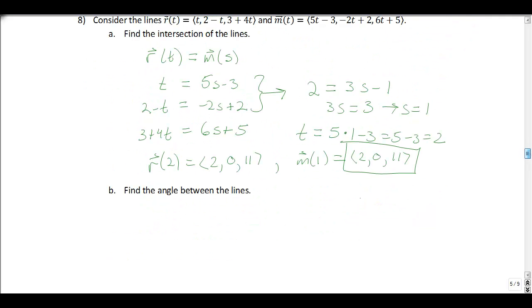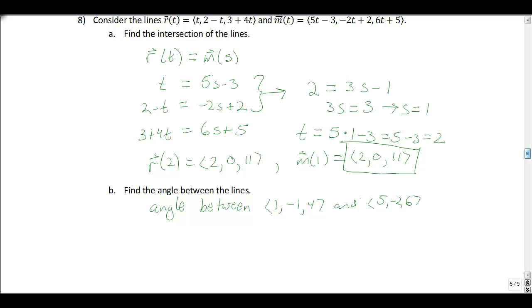Okay, next question. We want to find the angle between the lines. This is going to end up being the angle between their direction vectors. The direction vector of the first line is (1, −1, 4), the coefficients of t. The other vector is (5, −2, 6).